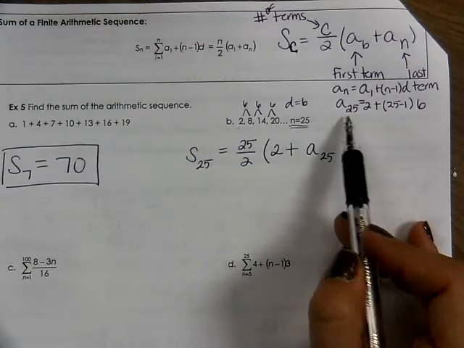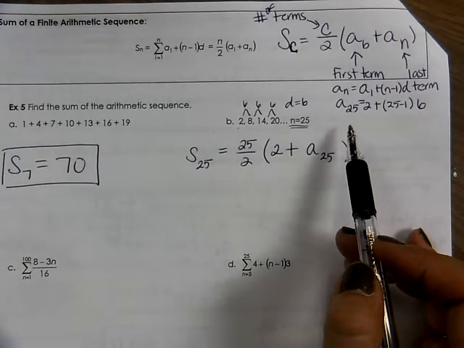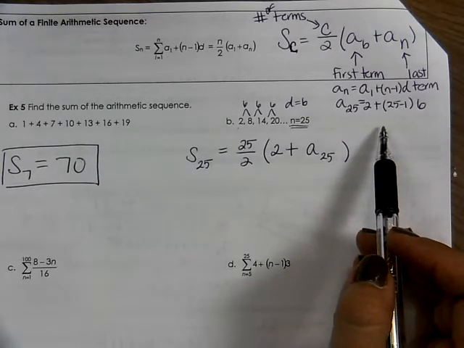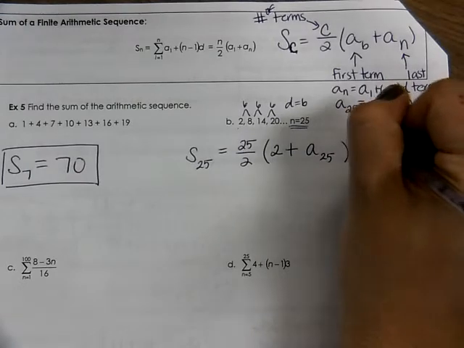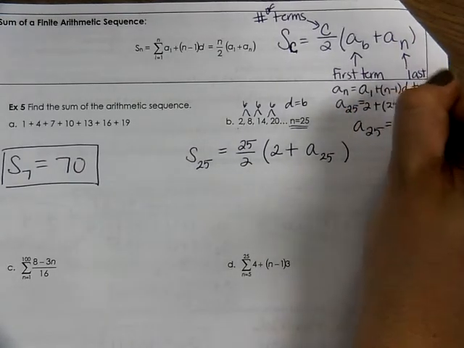You can find any term using that formula, or you can just find the general rule using that formula. Okay? So 24 times 6 and then plus 2. My 25th term is 146.